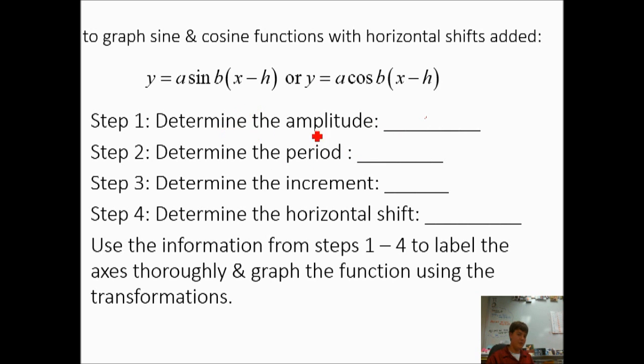Step 1 is to determine the amplitude, which is the absolute value of A. Step 2 is to determine the period, which is 2 pi over B. Then the increment is the period over 4.